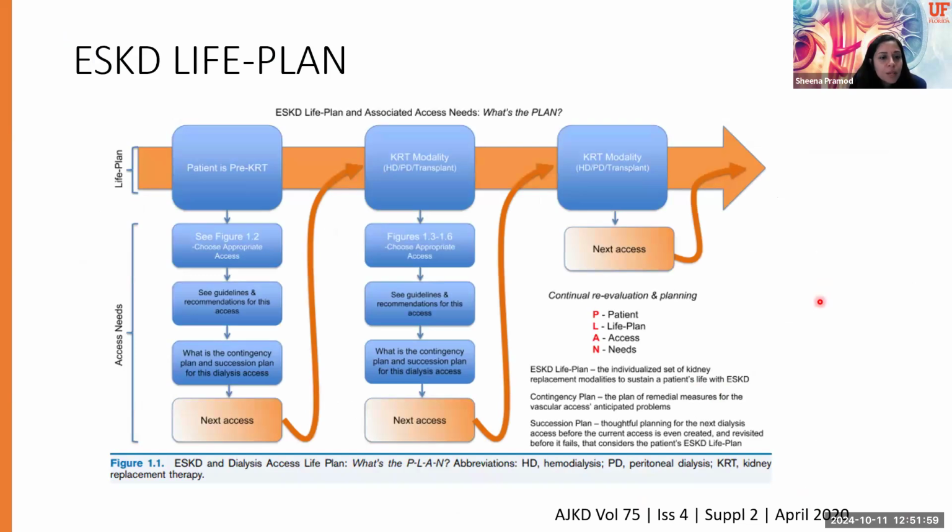So to summarize, I want to bring focus back to the KDIGO vascular guidelines, where the idea is to have a life plan. KDIGO has this synonym for plan as being patient, a life plan, access, and needs. The idea is to have a life plan in place before dialysis is initiated, at the pre-dialysis stage, to have a full plan during the whole life of the patient on dialysis: to think about what the first access choice would be, what the second access choice would be, and what the subsequent choices of access would be at the get-go, so that they have the best outcome going forward.